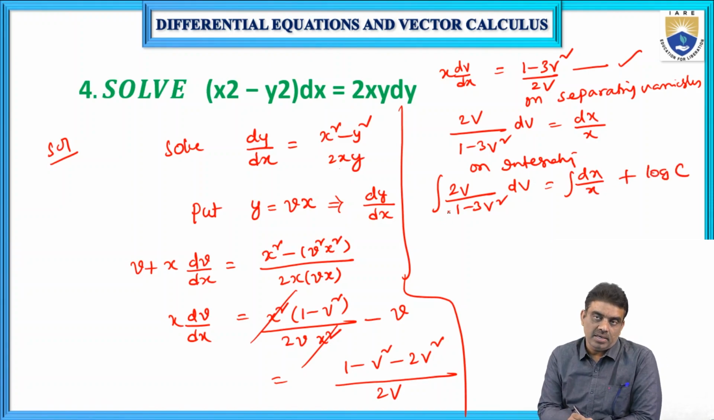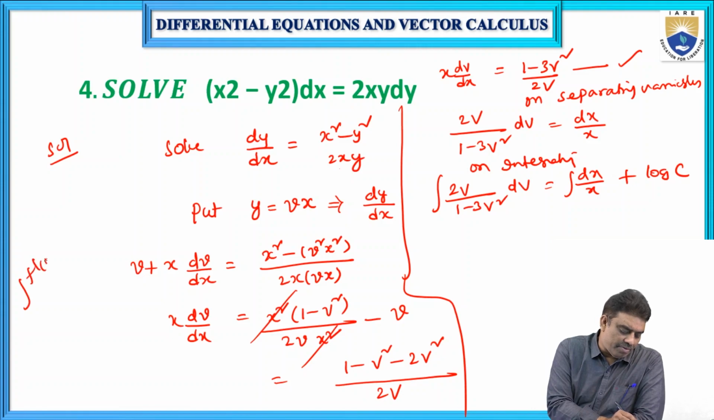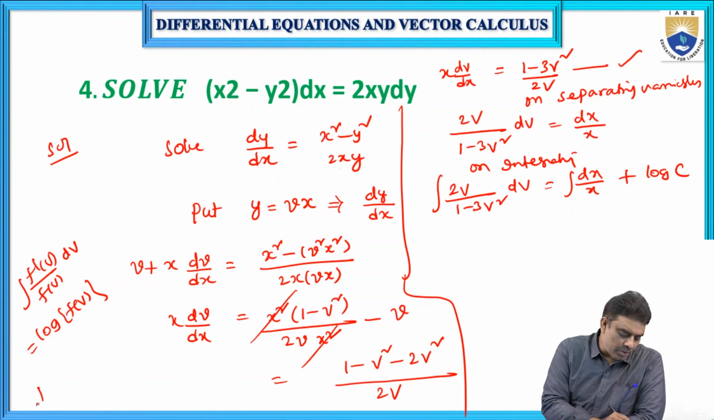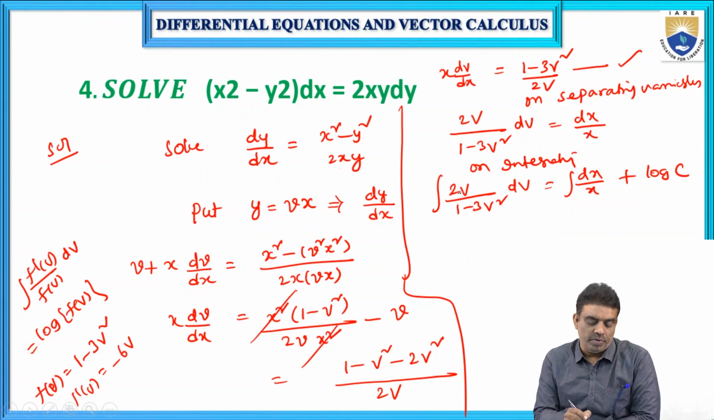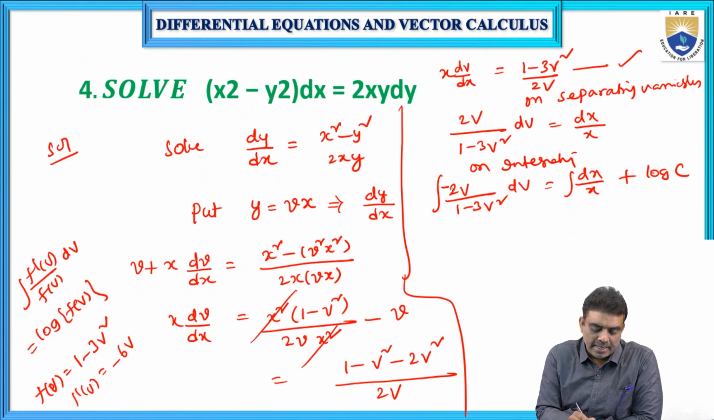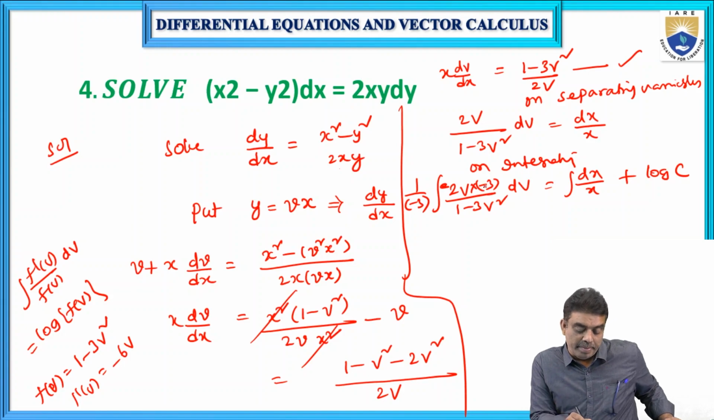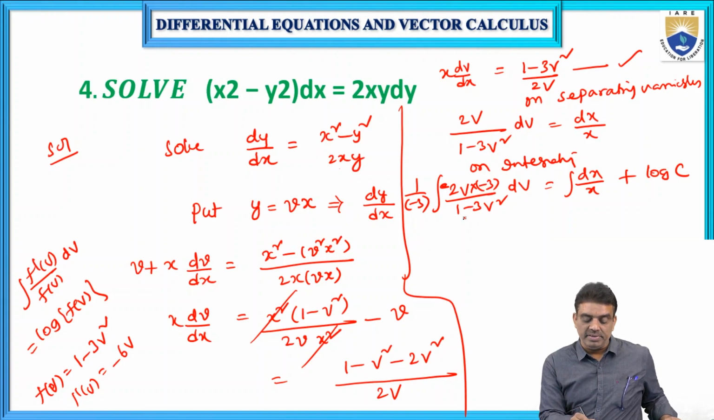But what is the integration of f dash of v by f of v dv? The formula is log modulus f of v, or simply log f of v. Here, suppose we assume f of v is equal to 1 minus 3v square, then f dash of v is minus 6v. But there is only 2v. So for that I multiply with minus 3, with minus 3 in the numerator and minus 3 in the denominator, so that the numerator will be minus 6v by 1 minus 3v square.